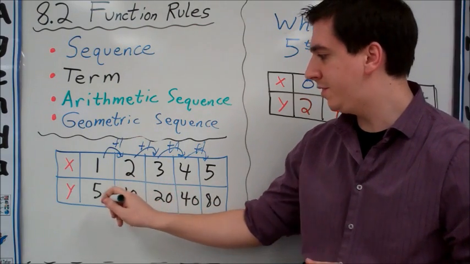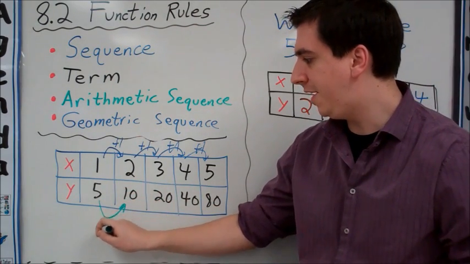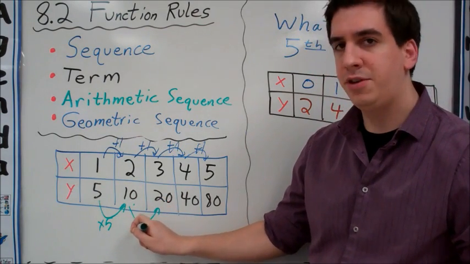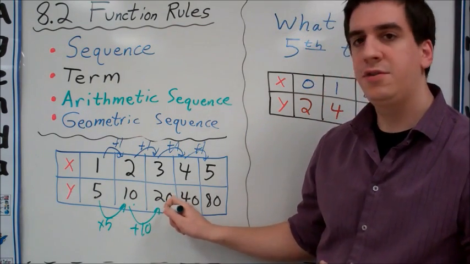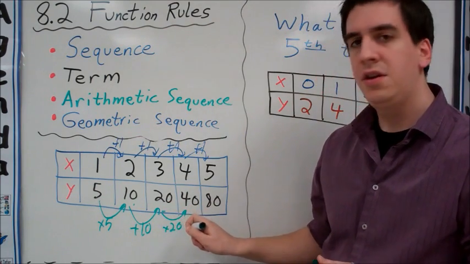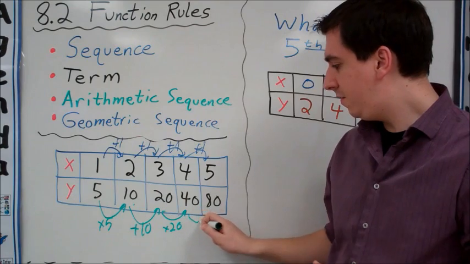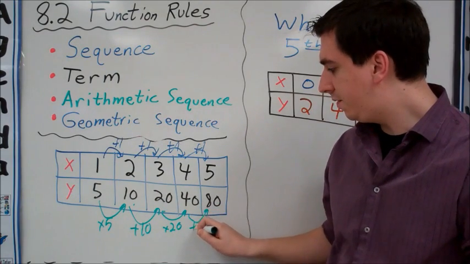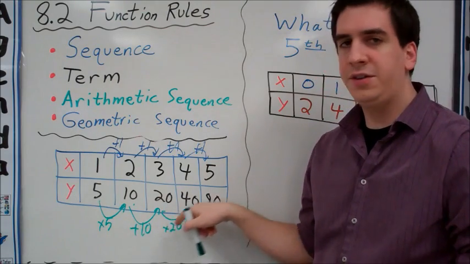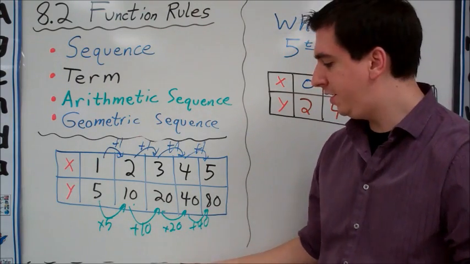Let's check out the y values though. 5 to 10 is plus 5. 10 to 20 is plus 10. 20 to 40 is plus 20. 40 to 80 is plus 40. These values are all different, so we know that that's not an arithmetic sequence.